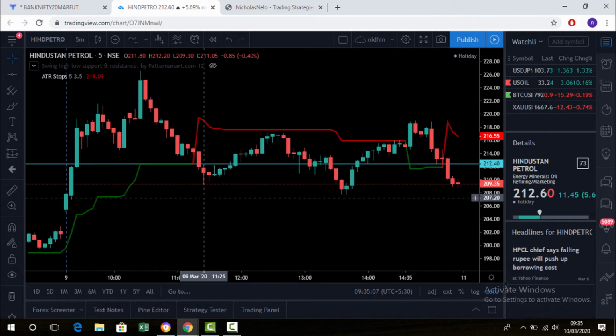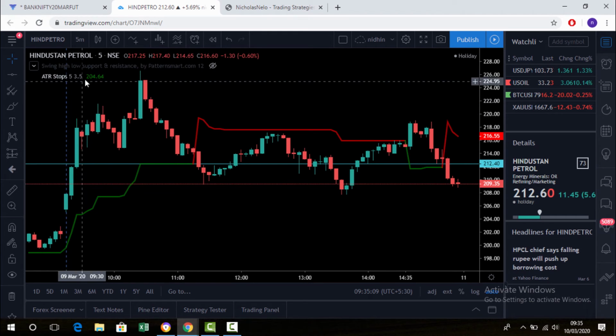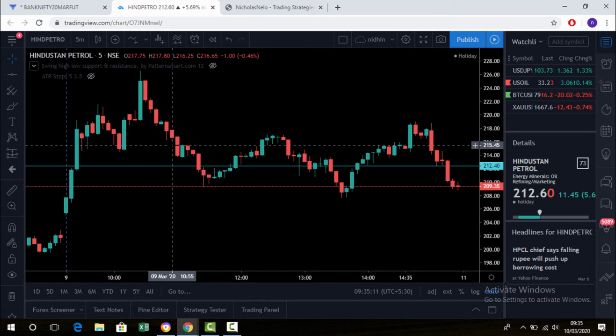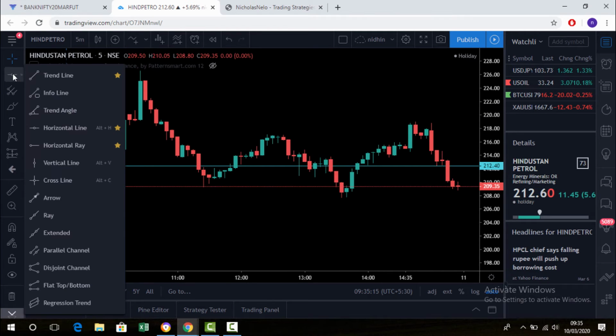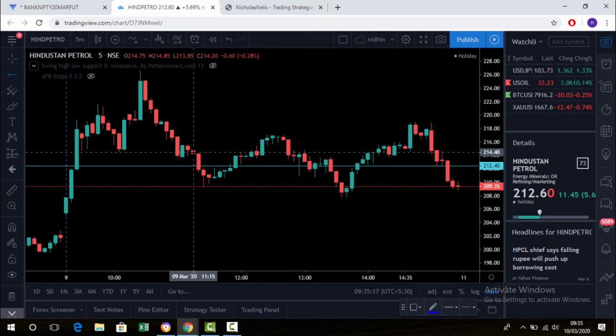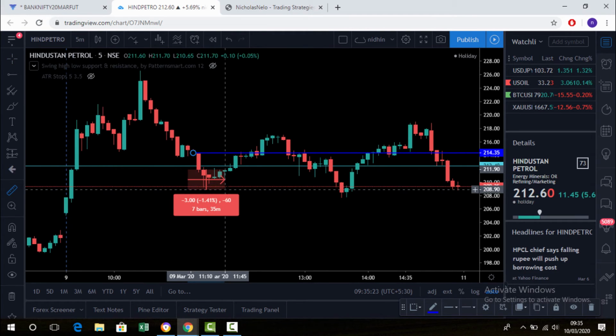Okay, then hide this one, otherwise you get confusion. Then wait for the breakout. Okay, here it's breakout, so immediately you can go for sell and place stop loss above here. See, here you can go sell, and from here it comes to 1% and 2.55 points it comes down.